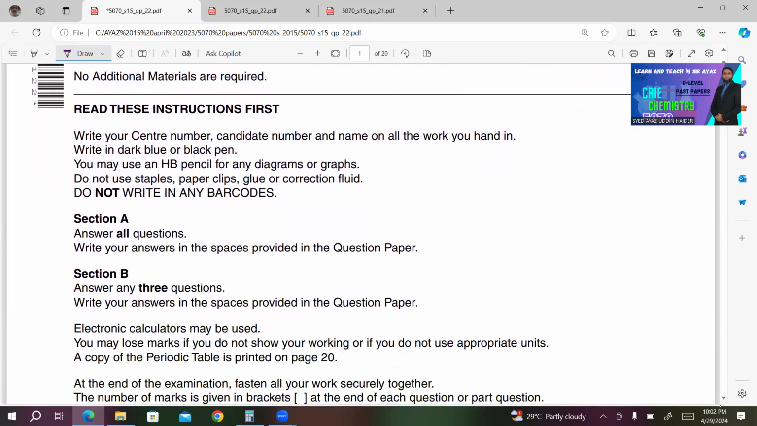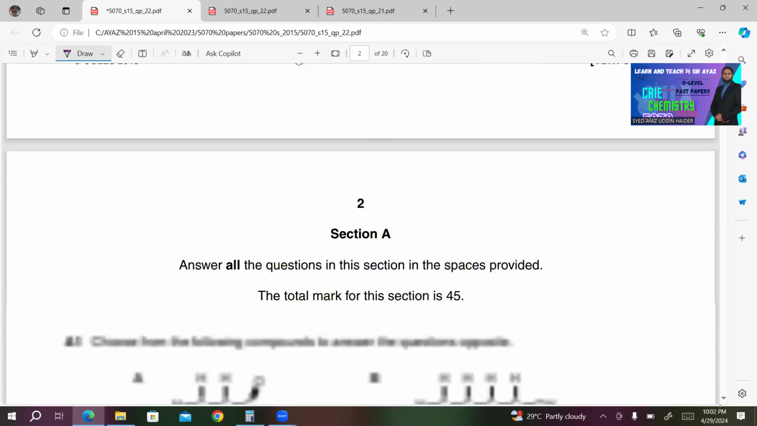There are two sections in this paper. Section A is of 45 marks, and Section B is of 30 marks. In Section B, there is a choice of solving any three questions from the four questions. The electronic calculators may be used. A copy of the periodic table is printed on page 20. So let's start the paper.